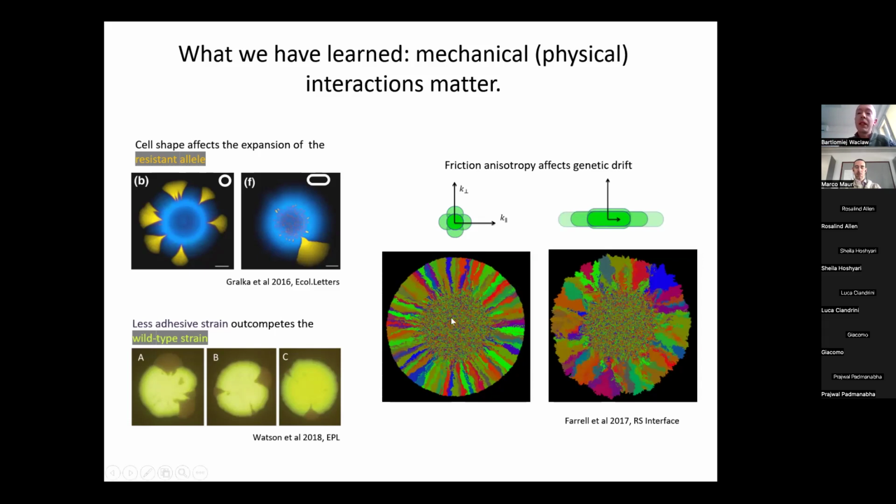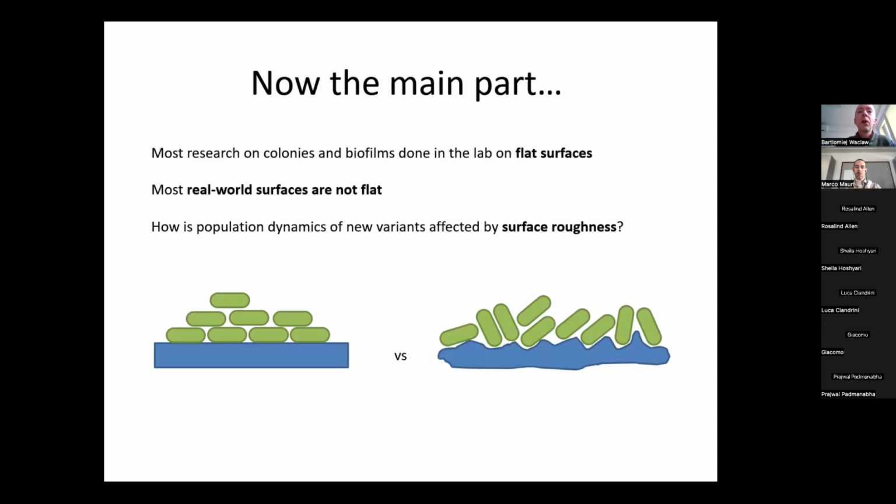And this is shown here in this computer simulation in which we investigated two different types of cells with isotropic friction, meaning that pushing the cell in every direction was equally hard or equally easy. And for a rod-shaped particle, it was much easier to push it along the main axis. And then starting from many different alleles, many different mutants, you can see that there is a very large difference in the number of sectors or clonal sectors formed in this simulation. Okay. So let me now go to the main part of this talk, which is, sorry.